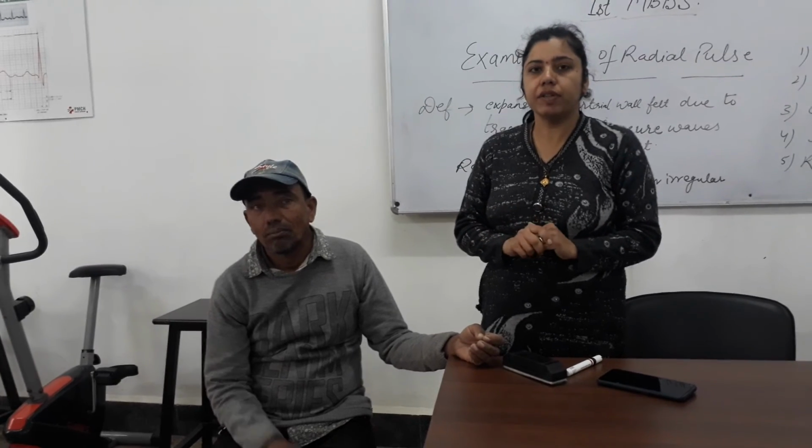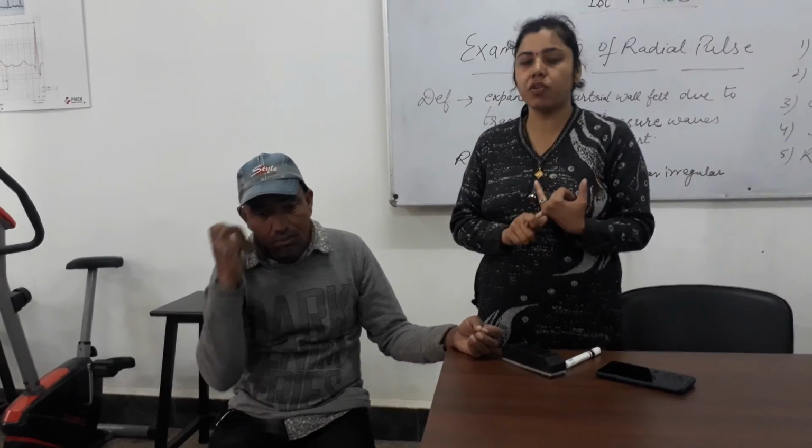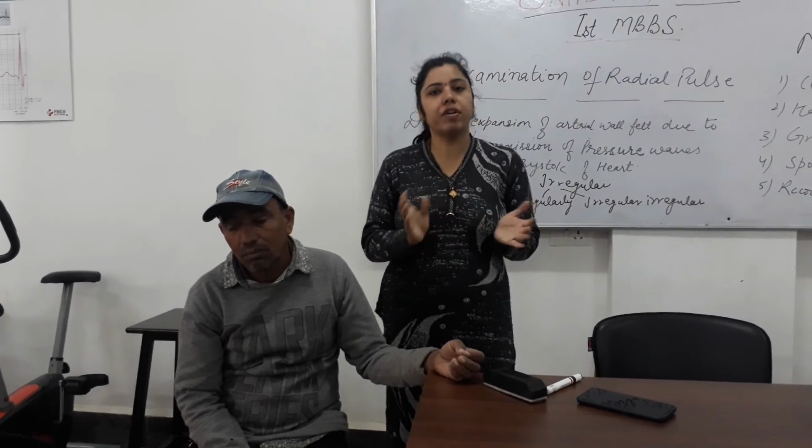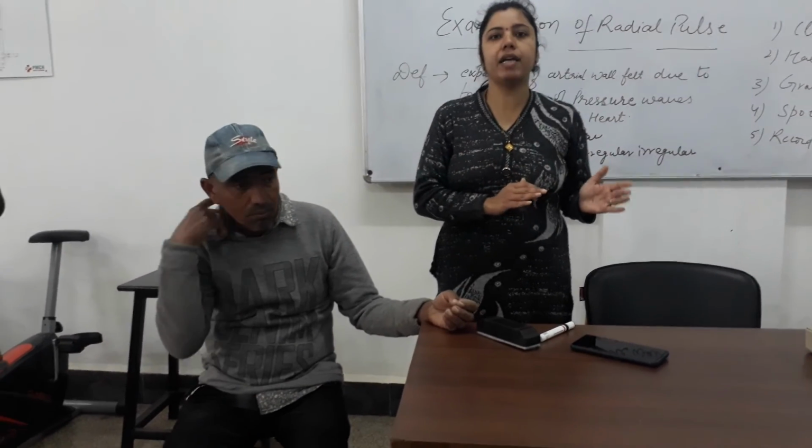And last are the important viva questions asked in this practical. First is based on the rate: what is the normal rate? Normal rate is 60 to 100. Less than 60 is called bradycardia. More than 100 is called tachycardia.